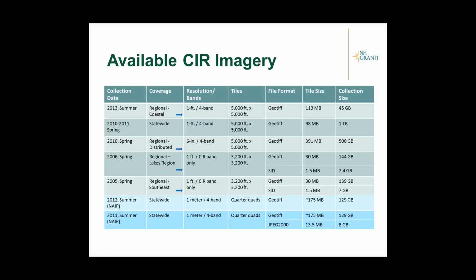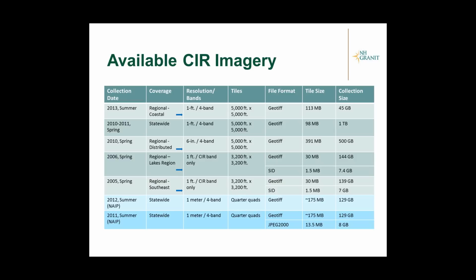And then we have a couple of other regional collections that were from 2005 and 2006. What's maybe worth noting about those 2005 and 2006 collections is that they're not 4-band images. They're simply the CIR band only, so it's a single band image. And because of that, those two particular data sets are available both as GeoTIFF and as compressed SID format files. So in addition to those, and those that I've mentioned have all largely been funded by state sources, or at least sources within the state.